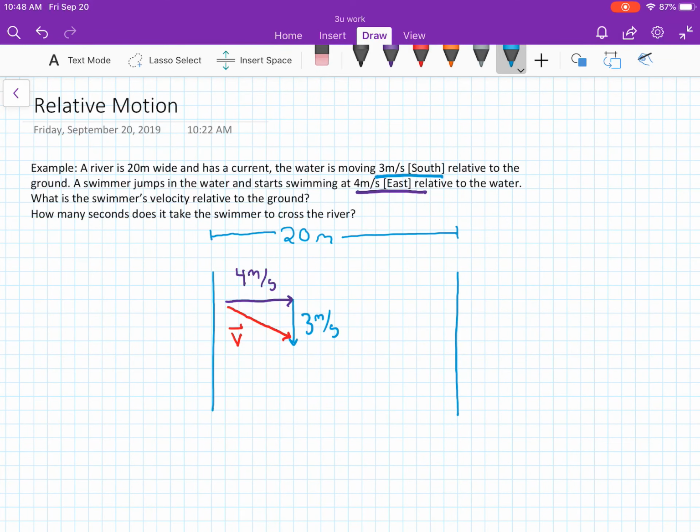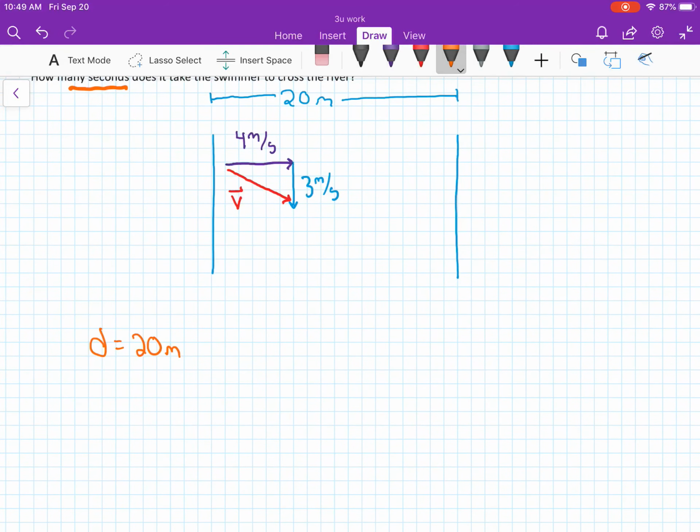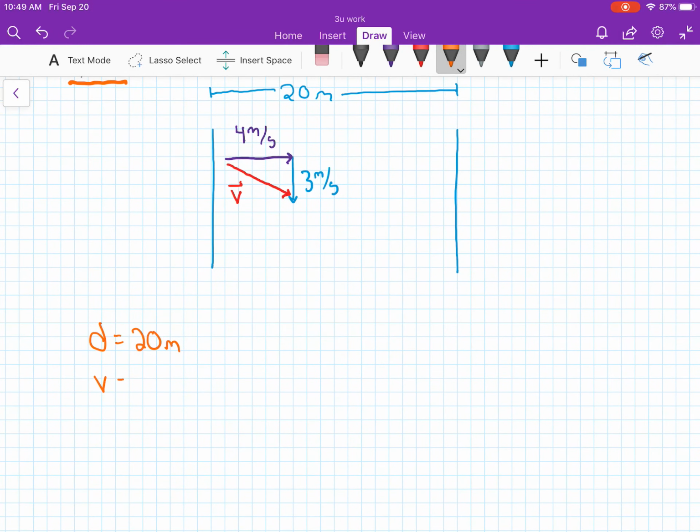We can actually deal with the 20 meters right off the bat. One of the questions is, how many seconds does it take the swimmer to cross the river? I know that the river is 20 meters wide. From logic, no real math, I'm told that every single second the swimmer's in the water, they move 4 meters per second towards the other side of the river. Every second they're in the water, they go 4 forward and 3 down, 4 forward, 3 down, etc.